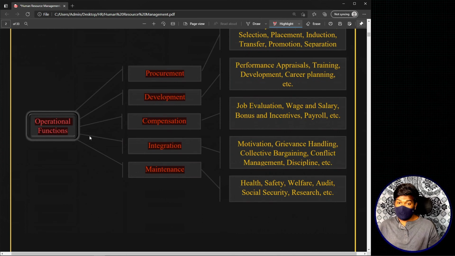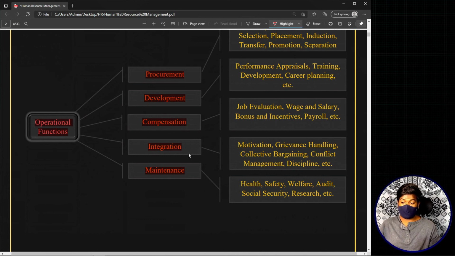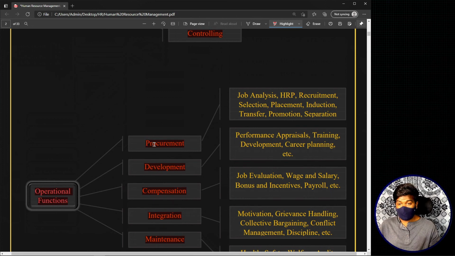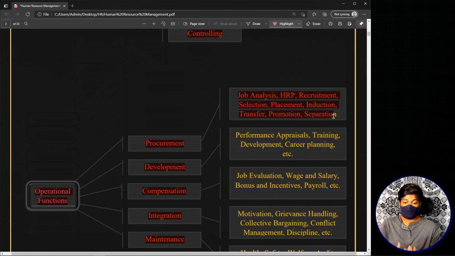Now we just discussed that in the group of operational functions you have many different concepts like procurement, development, compensation, integration, maintenance, right? That means when we talk about the procurement function, the different things we concentrate on are job analysis, human resource planning, recruitment, selection, placement, induction, orientation, transfer, promotion, separation. All these things we concentrate on as a part of the procurement function.